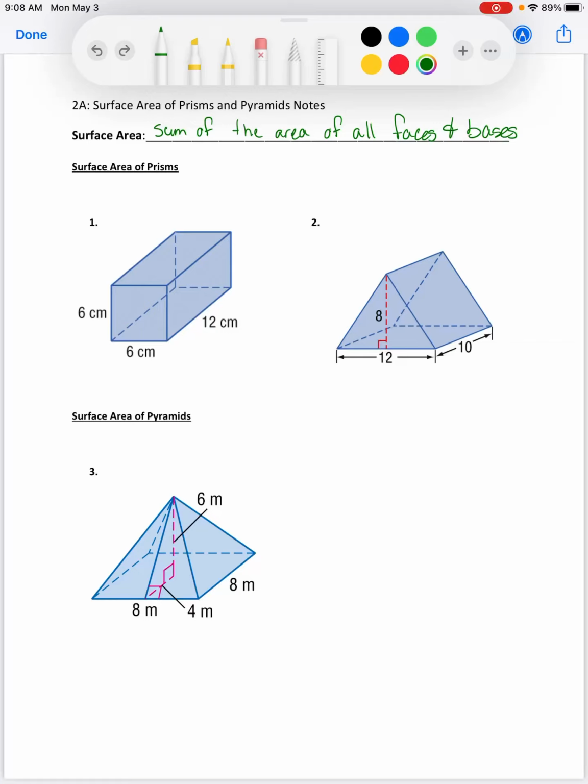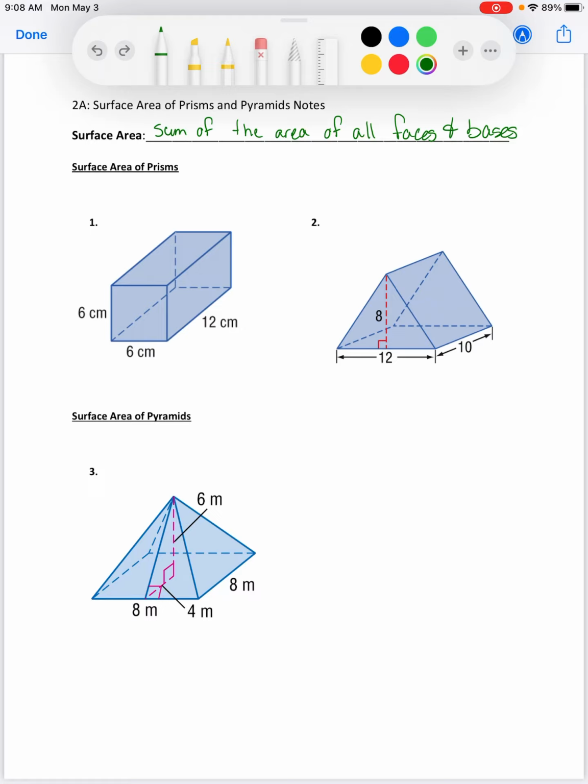Alright, so today we are talking about surface area of prisms and pyramids. The surface area is the sum of the area of all the individual faces and bases. Essentially, we are calculating the area of every single side of a prism or pyramid, and then we are going to add all of that together to get the sum of the area, and that sum is going to be our surface area.